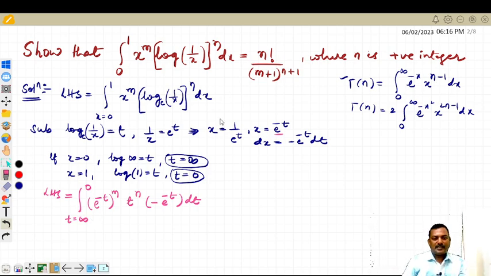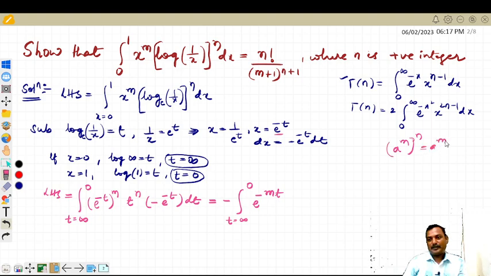Further, student, this can also be written as, you can observe carefully, I am going to take the minus sign outside here, and t runs from infinity to 0. So e raised to minus t whole raised to m is e raised to minus mt, student. As usual, we know a raised to m whole raised to n becomes a raised to mn, laws of indices. So into e raised to minus t into t raised to n into dt.